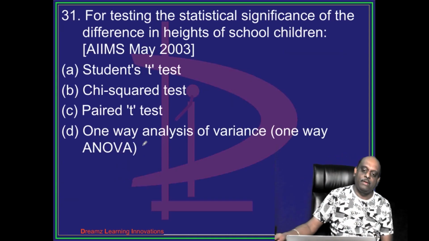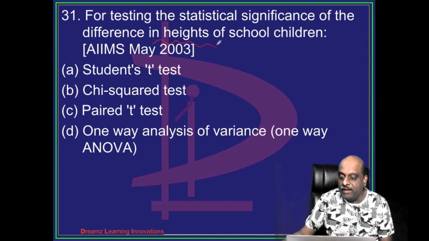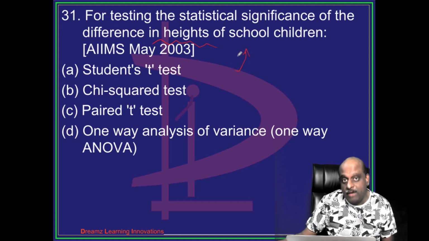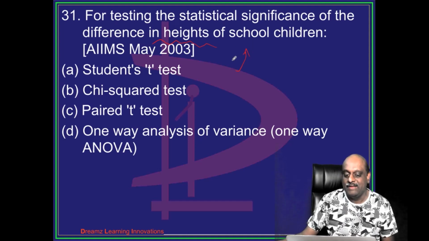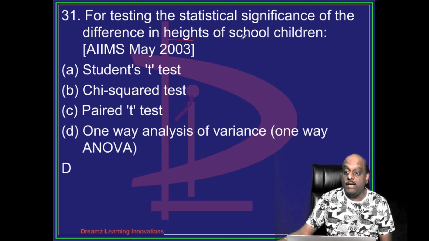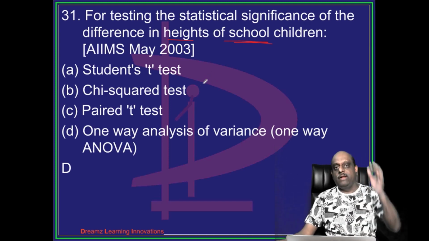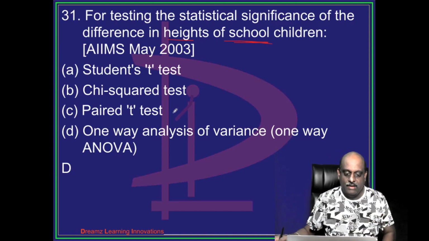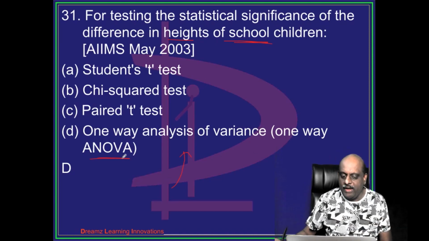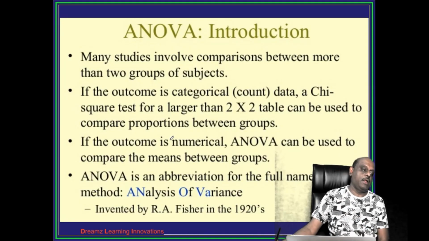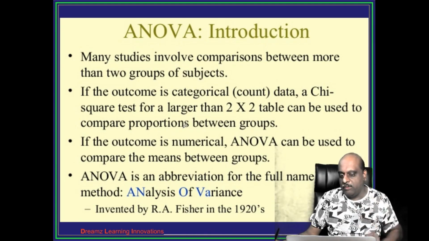That's the point. If you want to know the difference in heights of school children, height is continuous or discrete? Continuous. Mean value hota ya nahi? Hota. So that is the reason we have to use it. But here, heights of school children, school mein kitne classes रहता? Class 1, class 2, class 3, within that A section, B section, C section, multiple groups are there. That is the reason you have to use one-way ANOVA. One-way ANOVA.